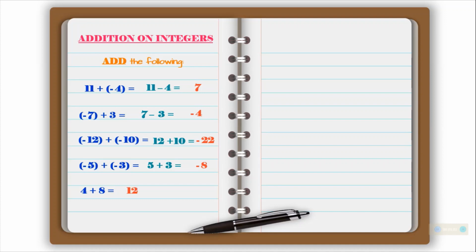Then 4 plus 8 is equal to 12. They have also the same sign, so we will add 8 plus 4 is equal to 12.